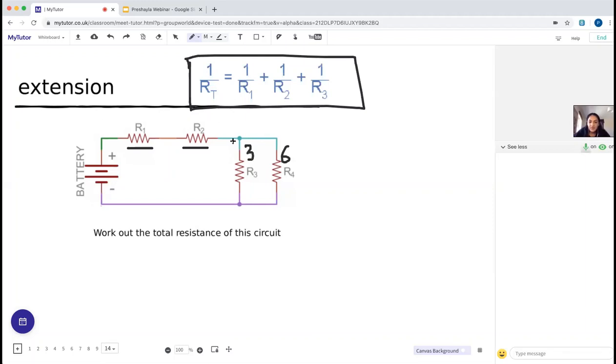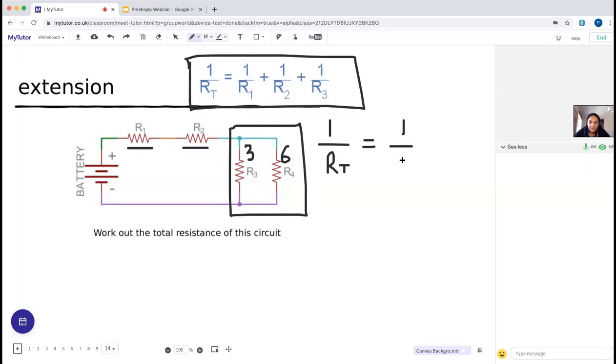Ignoring the rest of the circuit, let's just deal with the resistors in parallel. We're just dealing with this part of the circuit here. Don't worry about all of this over here. We're just dealing with these branches of the circuit now. So 1 over the total resistance, which is what we're trying to find, equals 1 over resistance 3 plus 1 over the other resistance, which is 6.